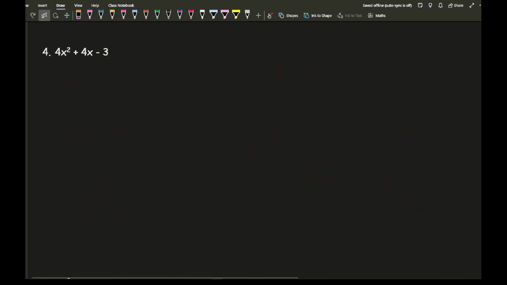Then moving on to question 4. So again, what we want to do is just double check to make sure that there is no common factor to start with. So there's no common factor between 4, 4 and 3. So unfortunately it's that 3 that's spoiling things. So here we then need to work out our magic number.